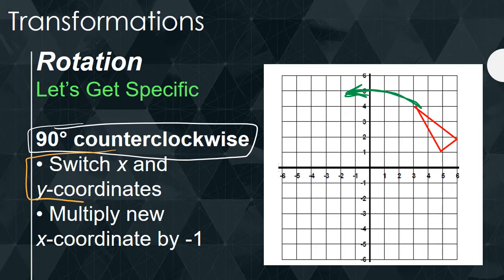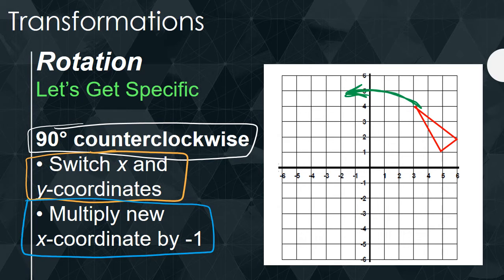Our first step is that we're going to switch the X and the Y coordinates, so the X becomes the Y and the Y becomes the X. And then after we do that, we're going to multiply that new X coordinate by -1.